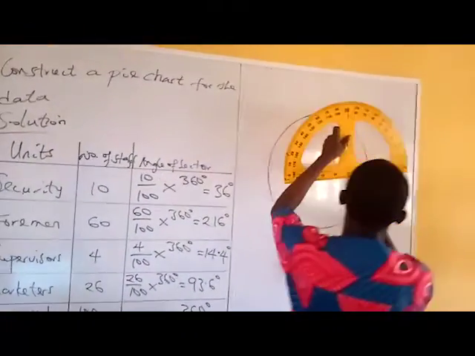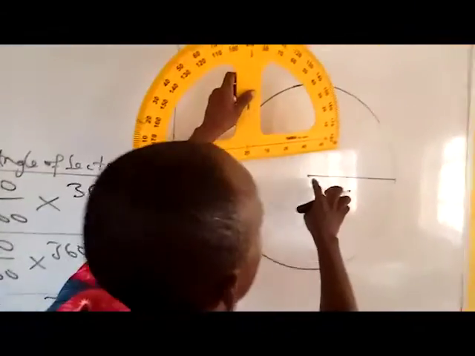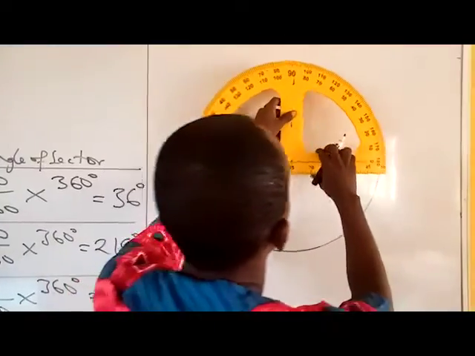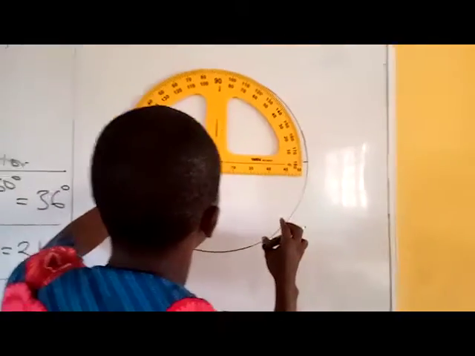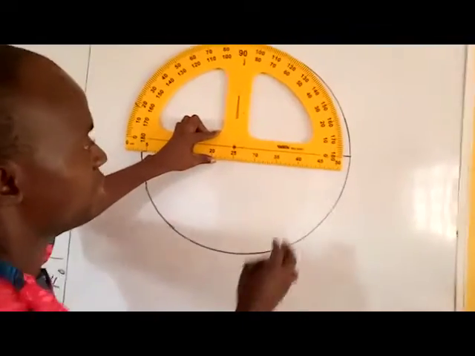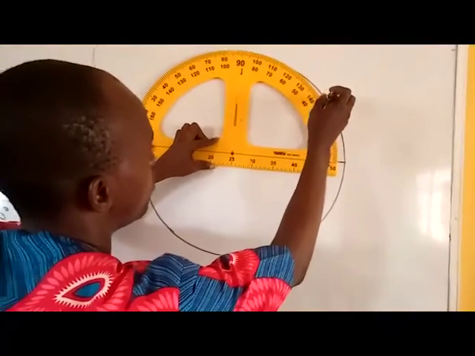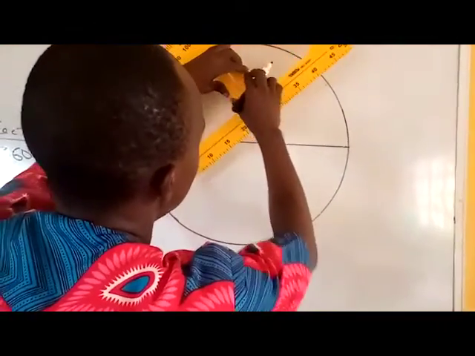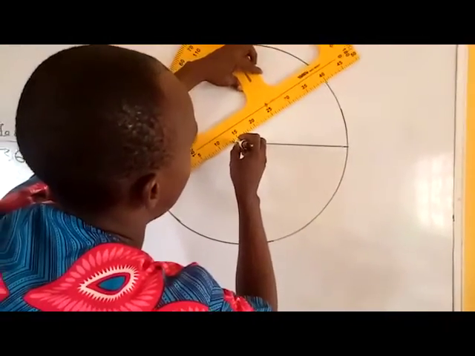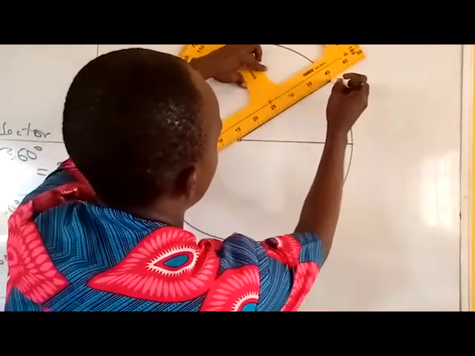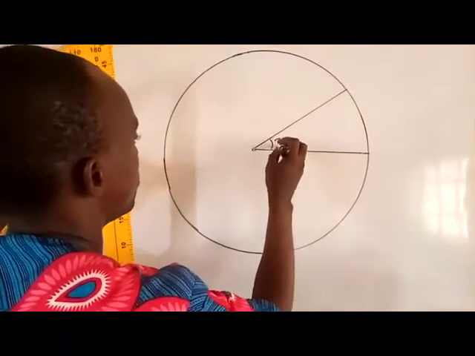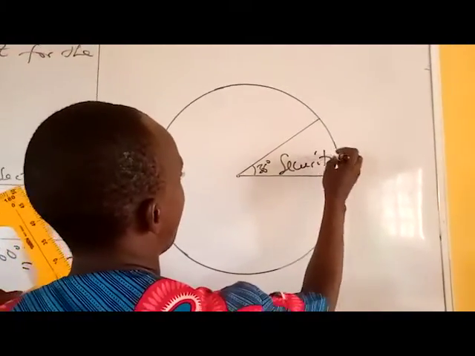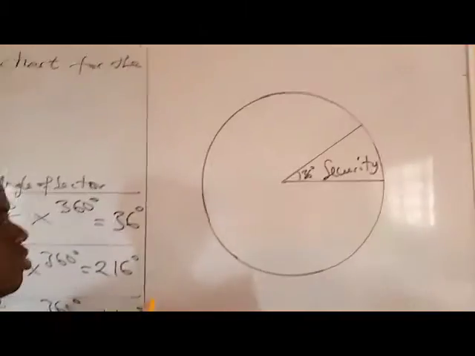Let this line rest on this line, and this center rest at the center of the circle. So I read 36 starting from where 0 is: 0, 10, 20, 30, 35, 36. I mark 36 here, and I draw a line like this. That's 36 degrees, and it's for the security. That's the angle of sector for the security.